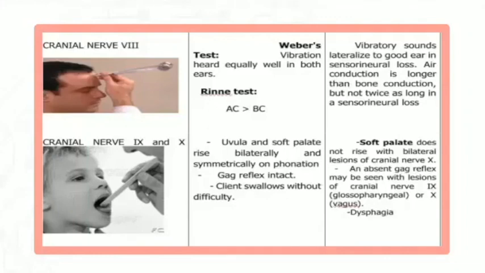For cranial nerves 9 and 10, for the normal finding, the uvula and soft palate rise bilaterally and symmetrically on phonation. Gag reflex is intact. Client swallows without difficulty. For the abnormal findings, the soft palate does not rise with bilateral lesions of cranial nerve 10, and the gag reflex is absent.